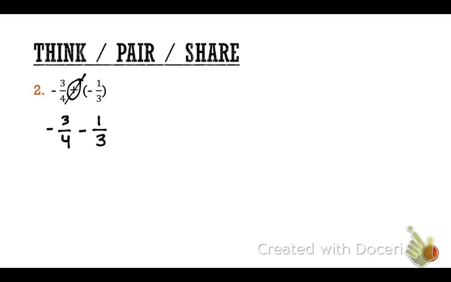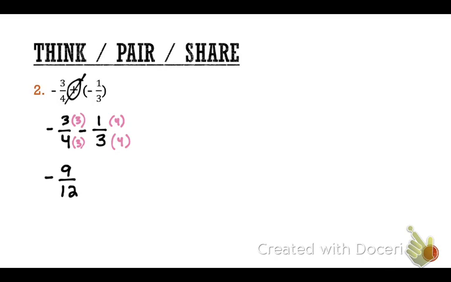Now, do I have a common denominator? No. What should be my common denominator? A 12. In order to get the 4 to a 12, I multiply by 3. In order to get the 3 to a 12, I multiply by 4. So now we'll work underneath it. Negative 3/4 becomes what? Negative 9/12. So remember to keep that negative with it.